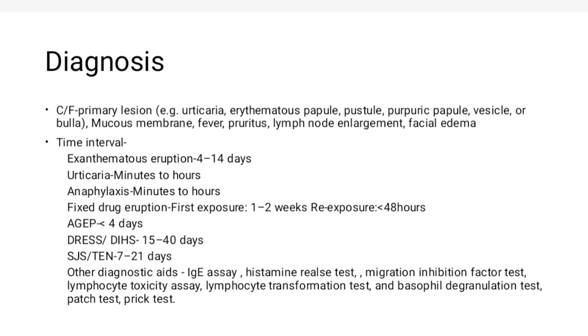Other diagnostic aids of minimal significance are IgE assay, histamine release test, migration inhibition factor test, lymphocyte toxicity assay, lymphocyte transformation test, basophil degranulation test, patch test, and prick test.